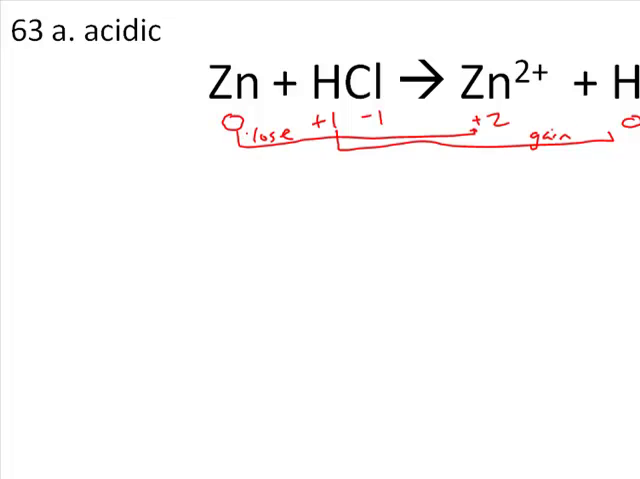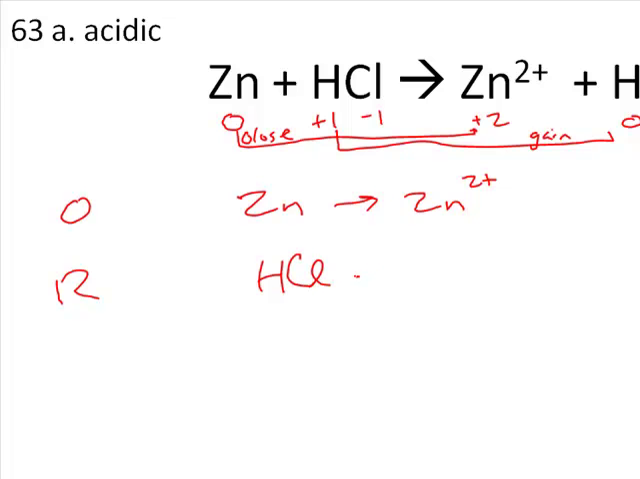So when it loses electrons, that's oxidation. Zinc is being oxidized, Zn going to Zn2+. The hydrogen is being reduced, HCl is going to be reduced to H2 in this reaction.